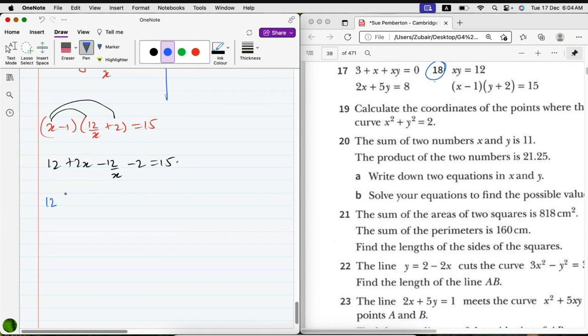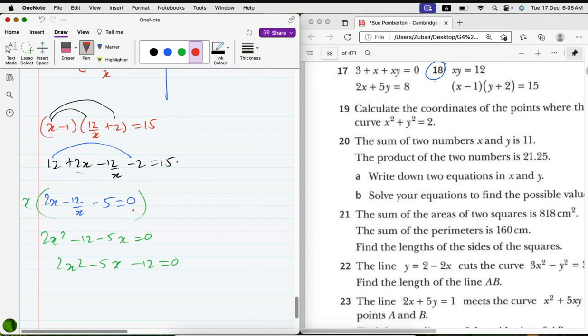Rearranging and collecting the like terms. So this is minus 12, or let's just write it directly. That's 2x minus 12 by x, and 12 minus 2 is 10. 10 minus 15 is minus 5. Multiplying the whole equation with x, 2x square minus 12 minus 5x equals 0. 2x square minus 5x minus 12 is equal to 0.